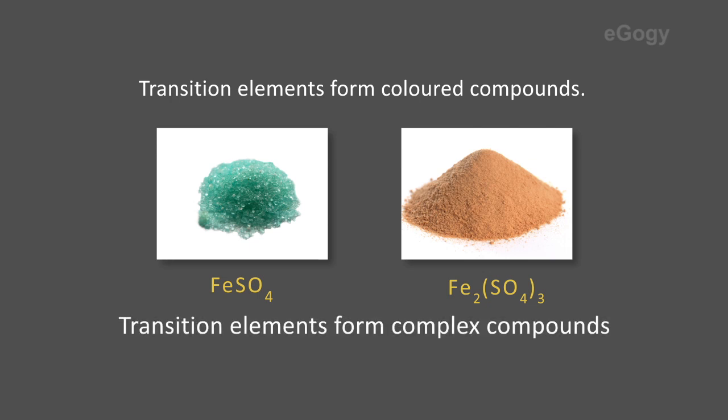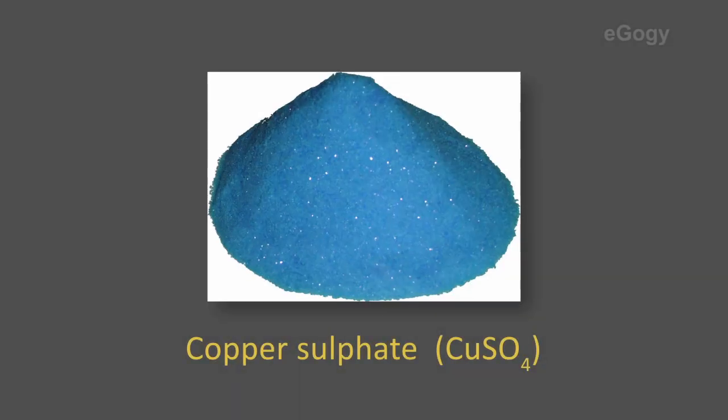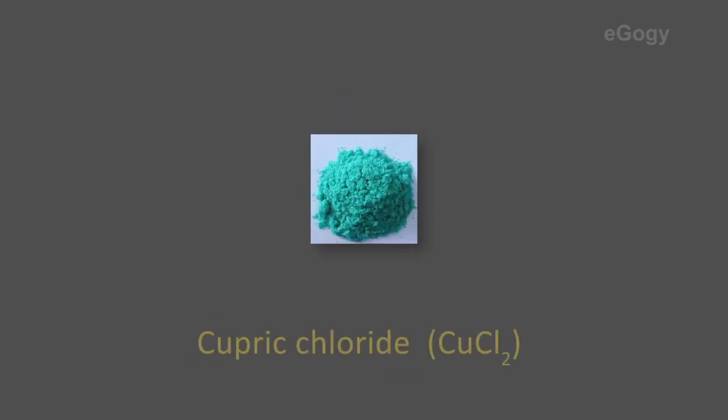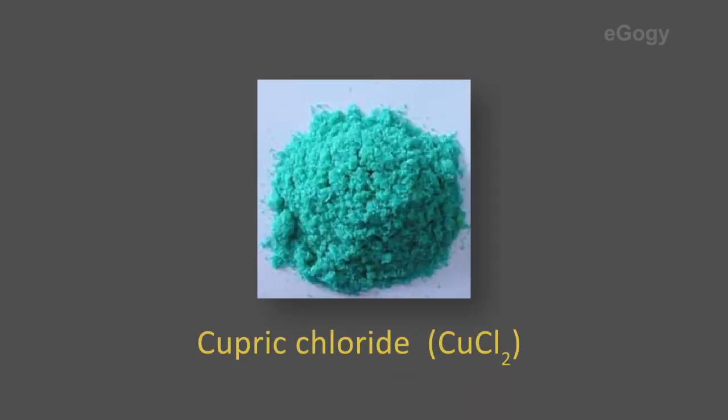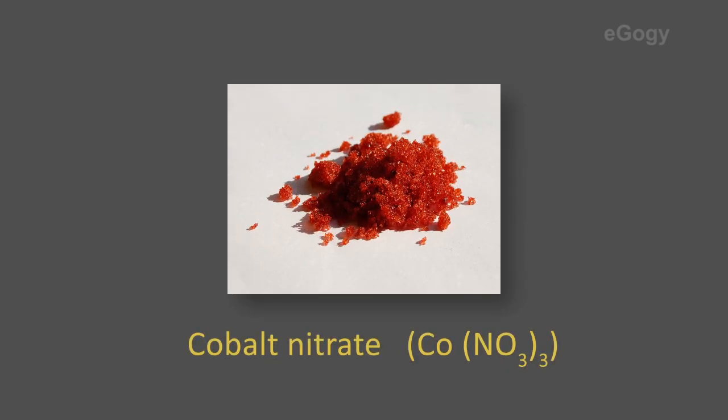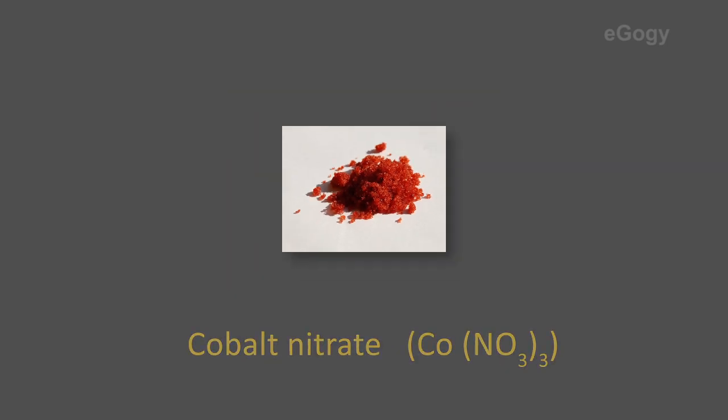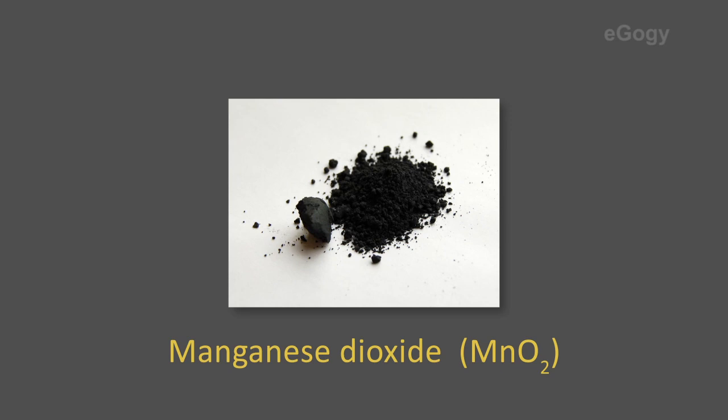Transition elements form complex compounds. Let us see more examples of the colored transition complex compounds. Copper sulfate, blue. Cupric chloride, green. Cobalt nitrate, pink. Manganese dioxide, black.